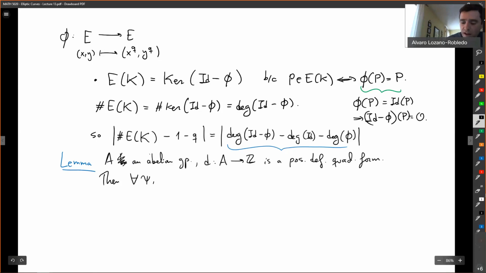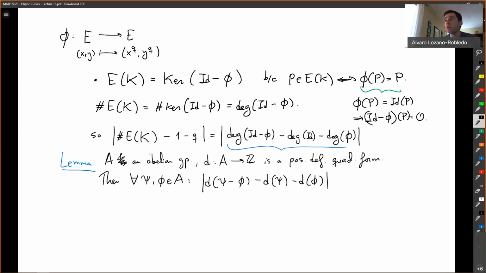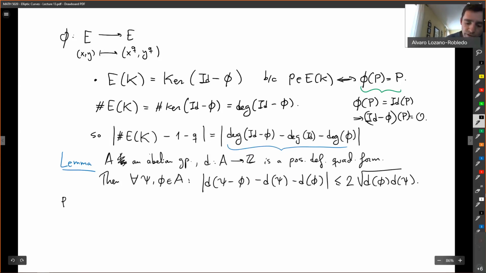Then for all elements psi and phi in A, we have that the value of d of psi minus phi minus d of psi minus d of phi, which is a natural quantity to compare, what is d of a sum or a difference with a sum of the d's, turns out to be less or equal to 2 times the square root of d of phi, d of psi. Okay, so here's a proof of this fact.